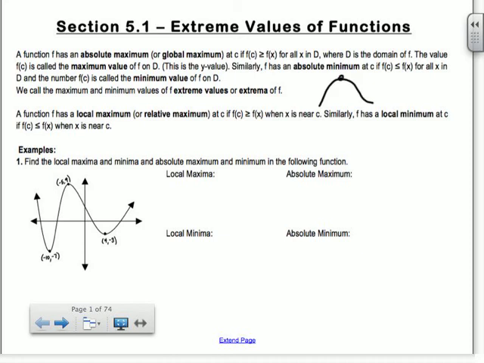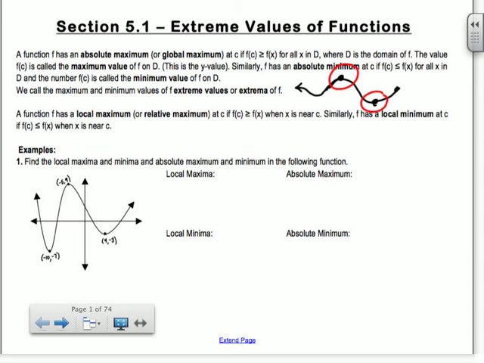So there'd be a maximum right there. This would be an absolute, well, not necessarily an absolute minimum. So let's say it goes something like that, and it tapers off, and it stops there. Okay, so this would be an absolute max, this would be an absolute min. Basically, they're the highest points and the lowest points. Okay, we call the maximum and minimum values of f extreme values, or extrema.